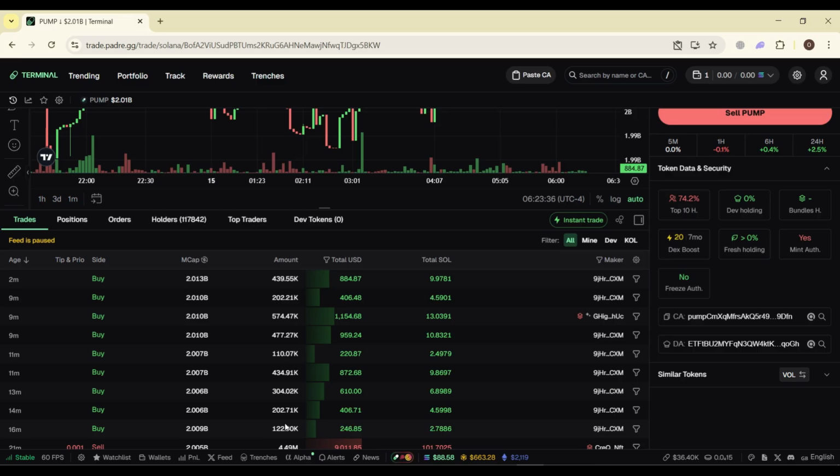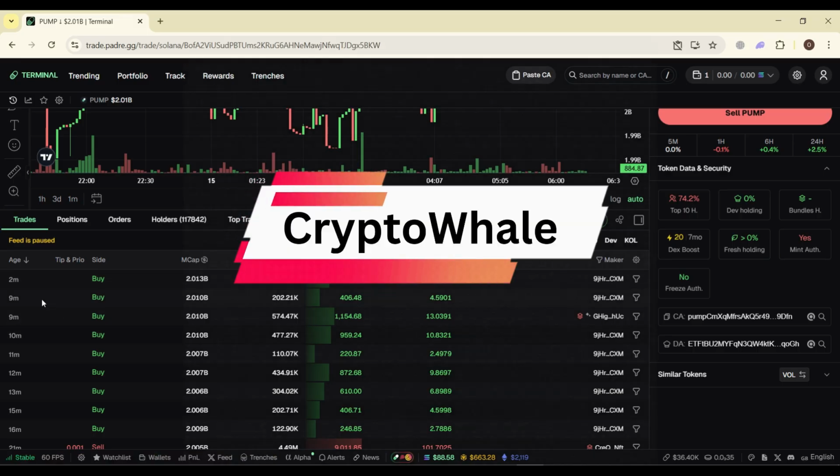After that, here comes section 3, which is recent transactions. As you can see, these are the trades, or you can say the recent transactions. Most terminals also show live transactions, but this one is showing older transactions, like 2 minutes ago, 9 minutes ago, 10 minutes ago. Watching this activity can help you see large buys from whales, sudden sell pressure, and increasing trading activity.